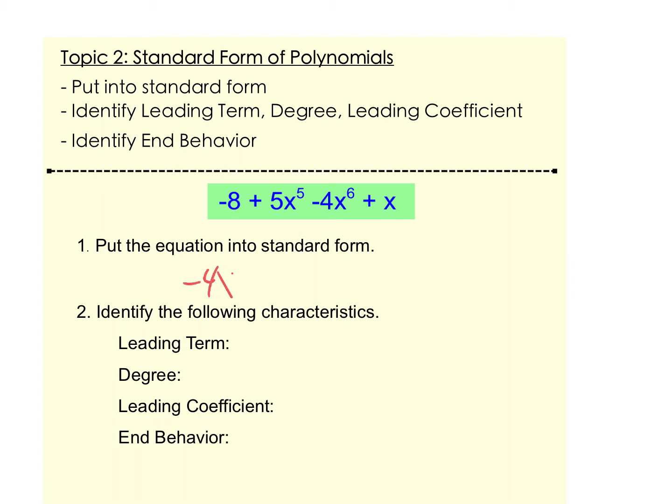-4x to the 6th. How did you pick that to be first? Because the 6 is the largest number. Very good. Largest exponent. Connor Ryan, what's next?